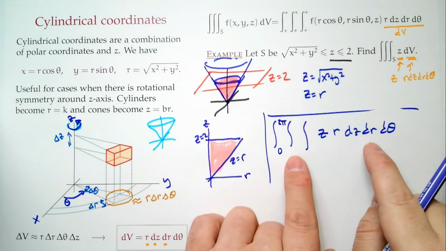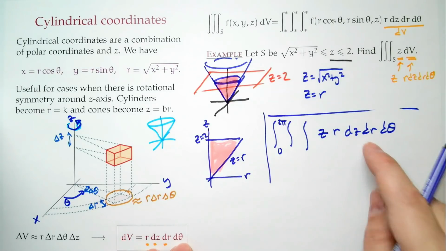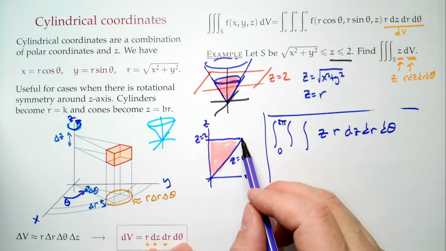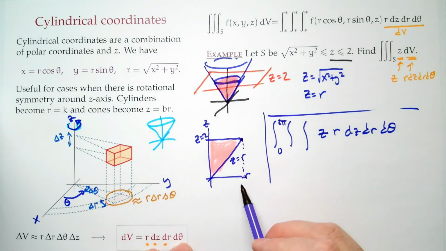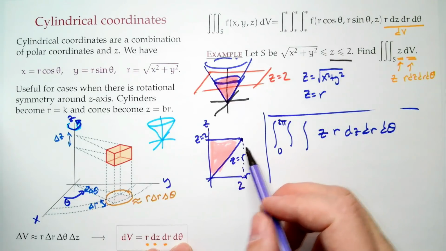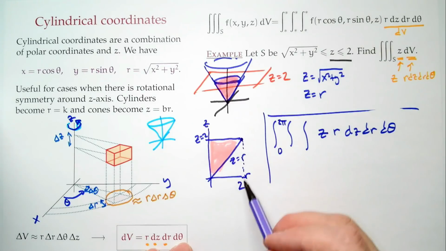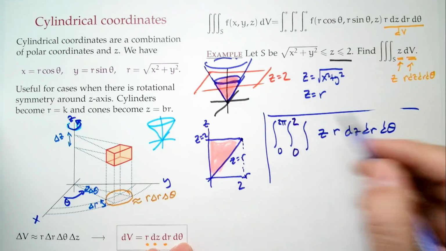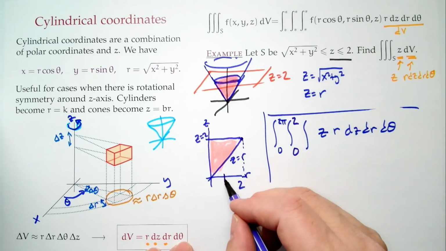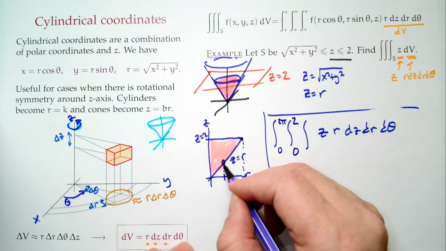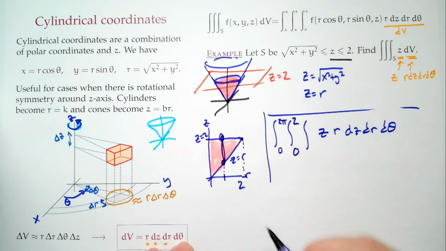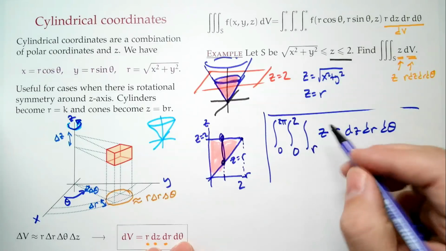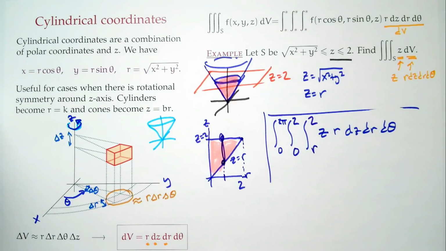Okay, let's talk about r. Where does r go from? Well, now we can look in our ZR plane. Where is this point for r? R equals 2, because I'm at z equals r. Here I have z equals 2, and where they intersect, r will also be 2. So r goes from 0 to 2. Now, z. Here's an arbitrary r. Where does my z go between? From z equals r to z equals 2. And now we have our setup.